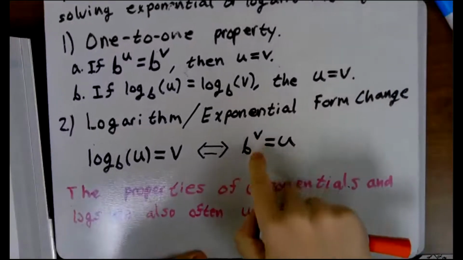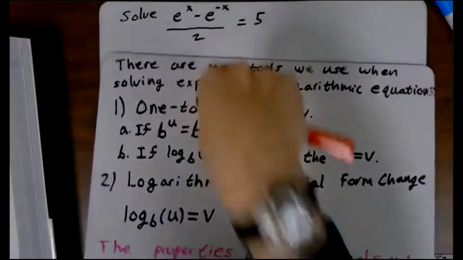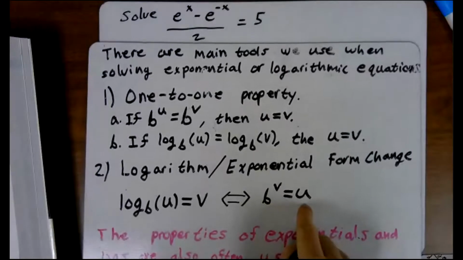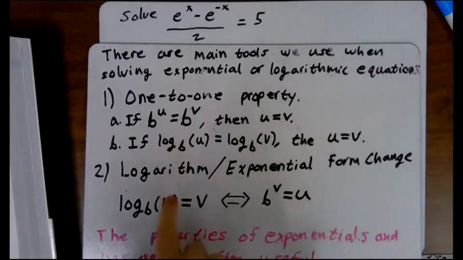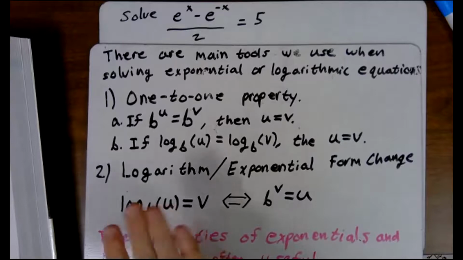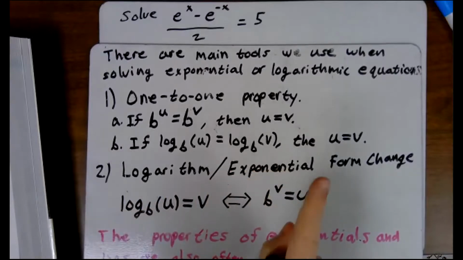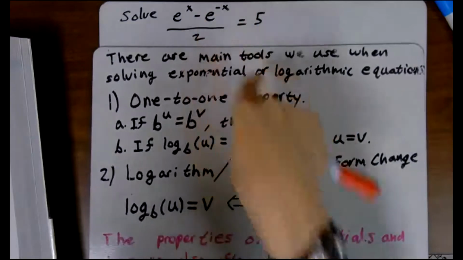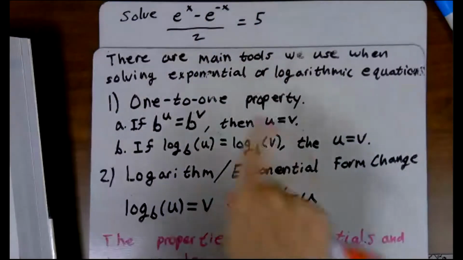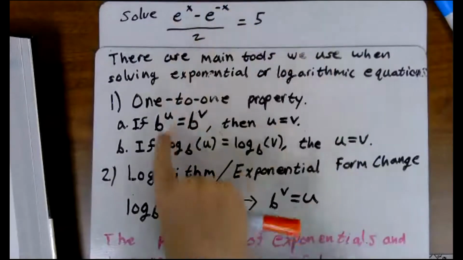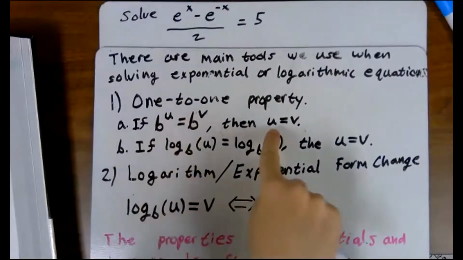If we could rewrite this equation as e to the x equals some number, then we could just turn it into log base e of that number equals x. Our x would be on its own, and we would be done. But we can't just do that yet. We can't use either of these properties yet. It's not in the form of just exponential equals exponential, so we can't use the one-to-one property.